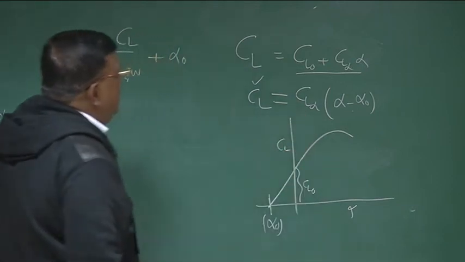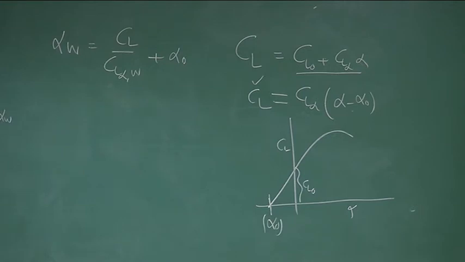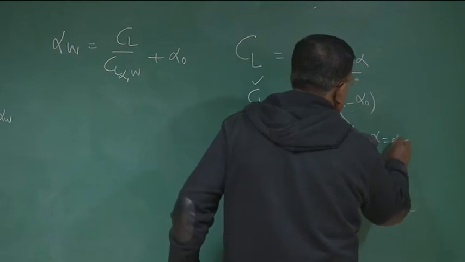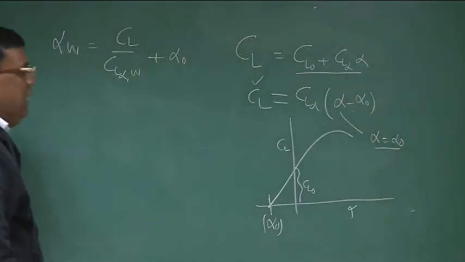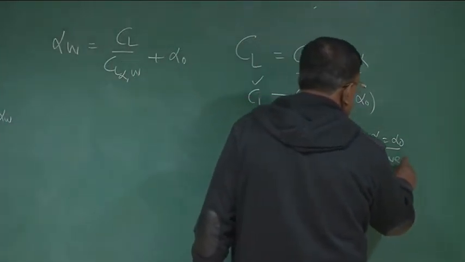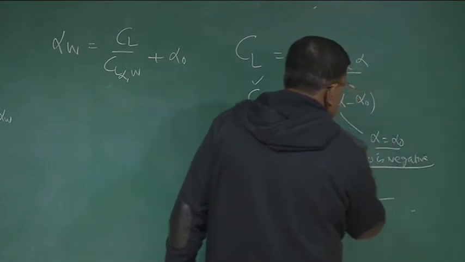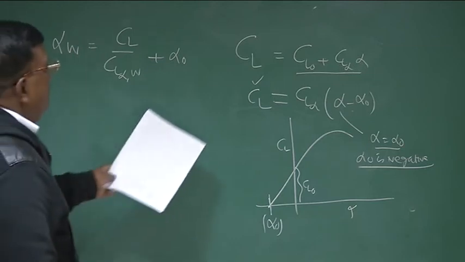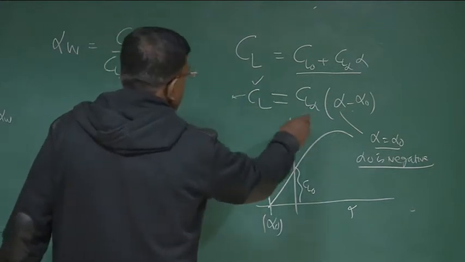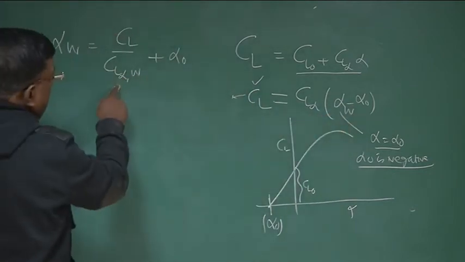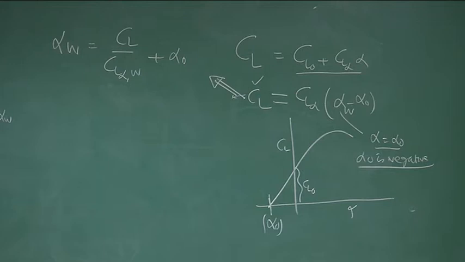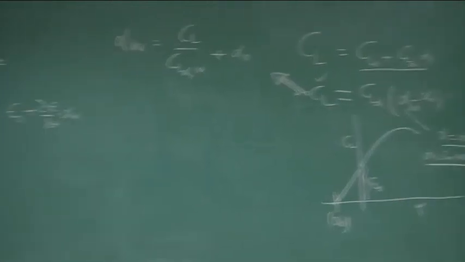And you could see from here that CL at any alpha I can find out. If at alpha equal to alpha naught, you could see CL will become 0. And typically alpha naught value is negative. That is very important. You should understand alpha naught is negative. So I can use this expression here and write alpha w equal to CL by CL alpha wing plus alpha naught. Is this clear? Once I do that, now I will substitute that expression here.